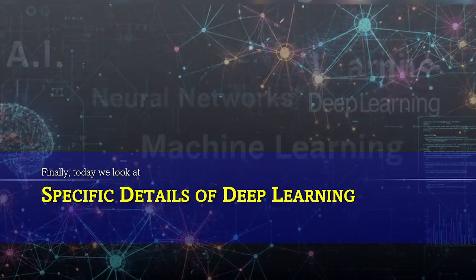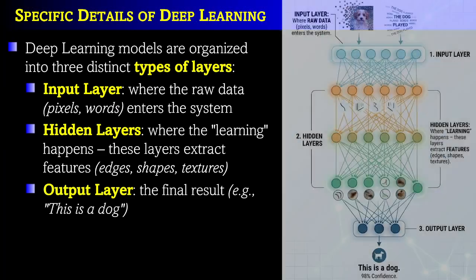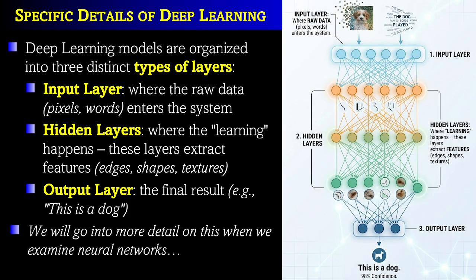All right, let's now dig into some specific details of deep learning. We're going to take the deep learning models and organize them into three distinct types of layers. Let's say we have an input layer where the raw data, the pixels, the text, the prompts, the words, are going into the system. So for example, a picture of a dog goes into our model. Then we'll skip ahead and look at the output layer. It's going to output a result like this is a dog, and it has maybe a confidence rating, like it's 98% confident that this is a picture of a dog.